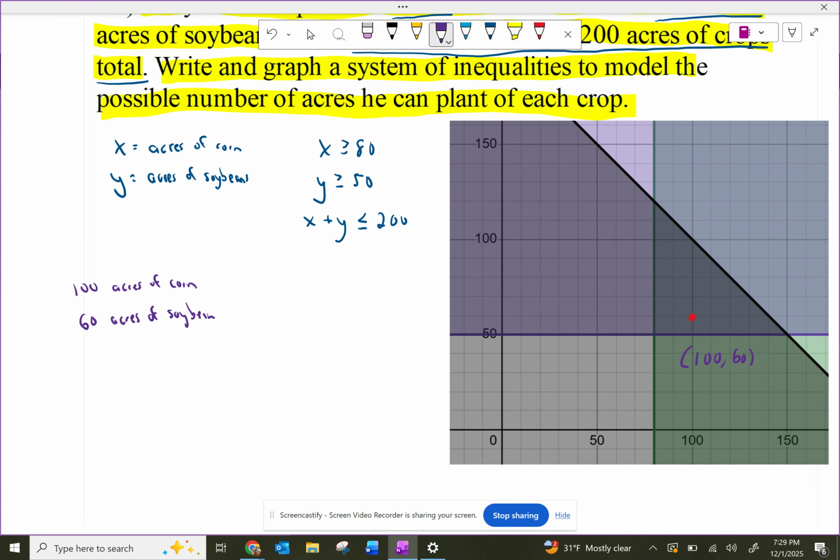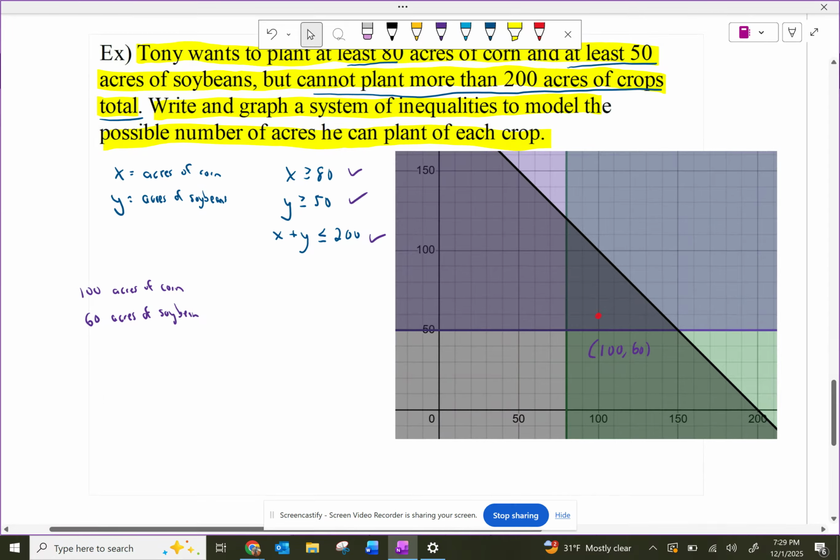would check out. That's at least 80 acres of corn. 60 is greater than 50, so that's at least 50 acres of soybeans. And if you add them together, that's 160, which is less than our total, or our maximum, which was 200. So that's it.